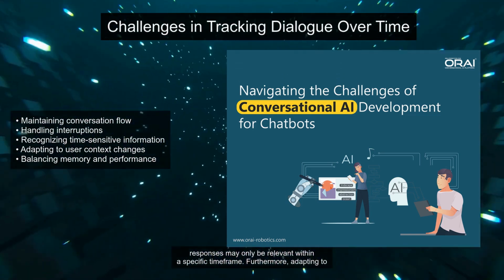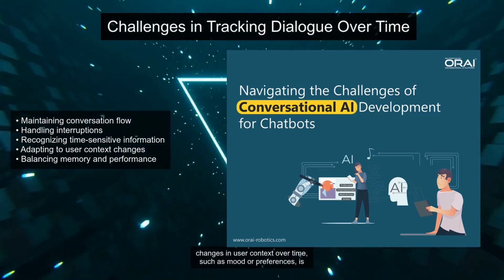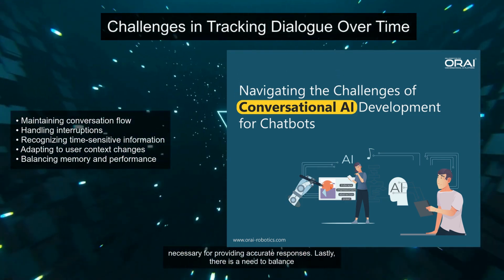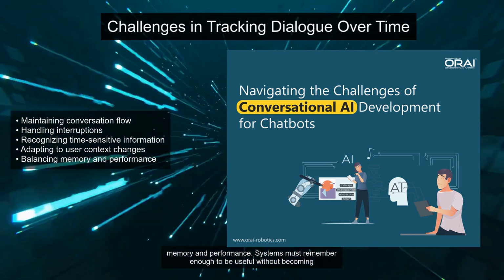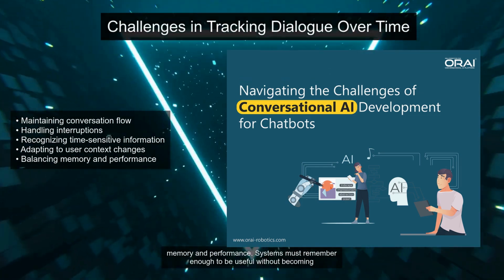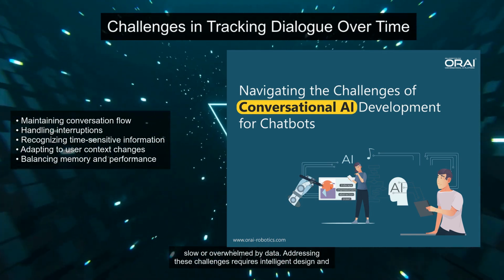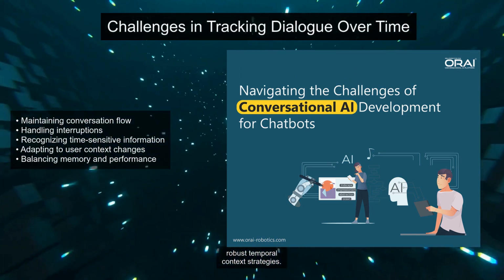Recognizing time-sensitive information is also critical, as certain responses may only be relevant within a specific time frame. Furthermore, adapting to changes in user context over time, such as mood or preferences, is necessary for providing accurate responses. Lastly, there is a need to balance memory and performance. Systems must remember enough to be useful without becoming slow or overwhelmed by data. Addressing these challenges requires intelligent design and robust temporal context strategies.